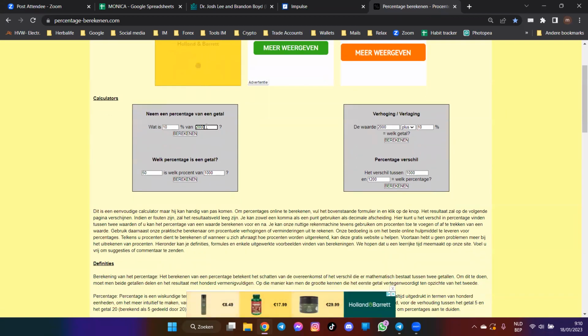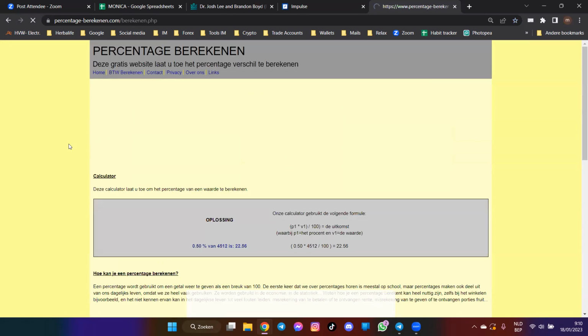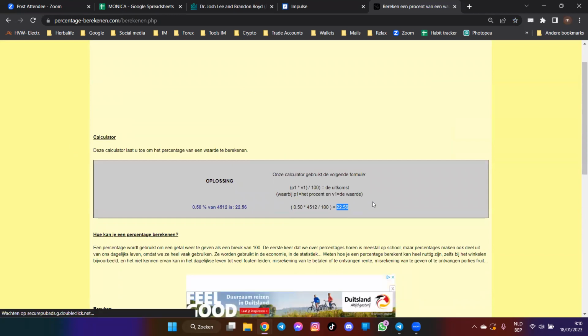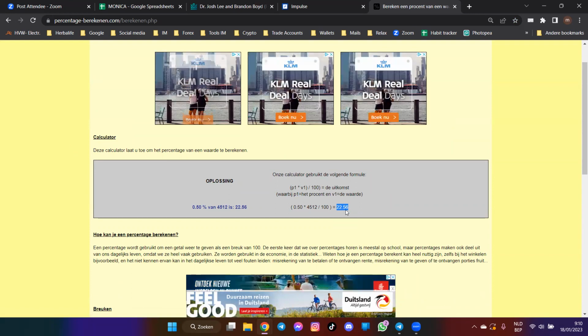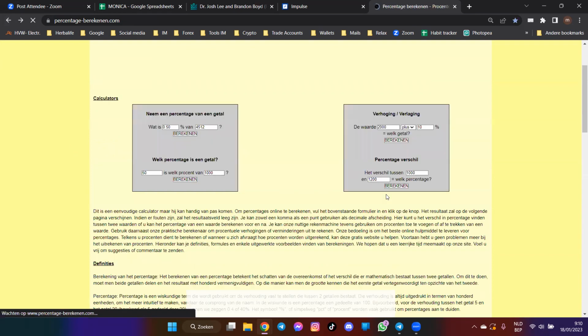So if you have a random number, like say this, not that much. So if you have this as a balance, just saying something, and you want to know what 0.5% is of this, I calculate it. And then I know that on my MetaTrader, when I hit 0.5%, it's going to be 22.56 euros.